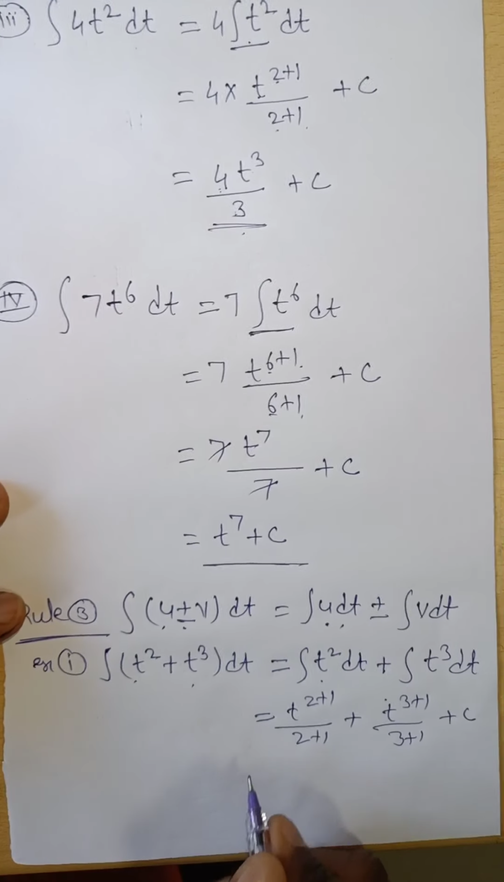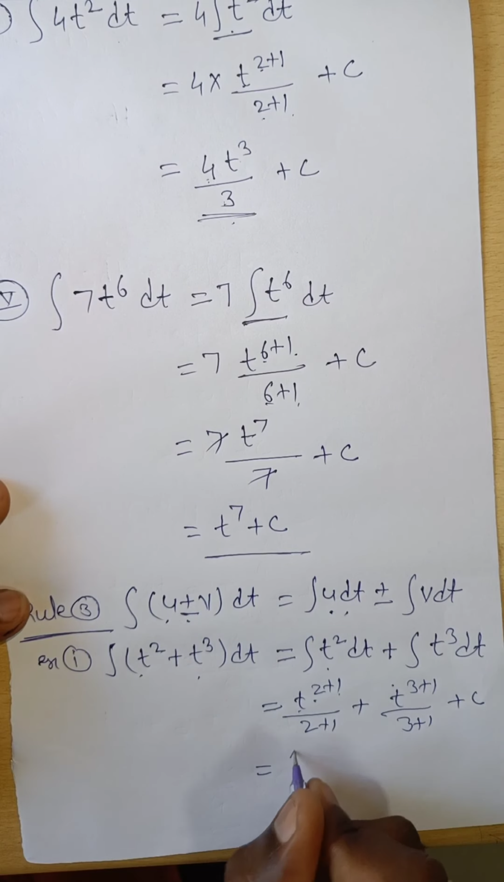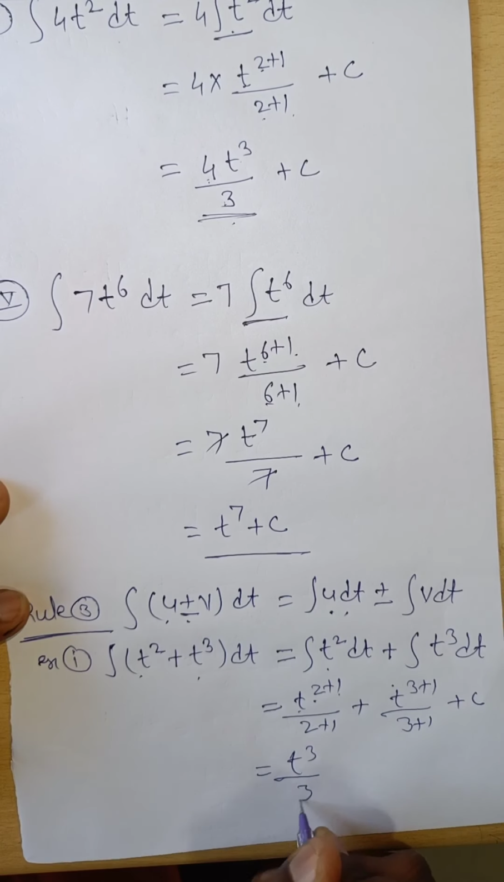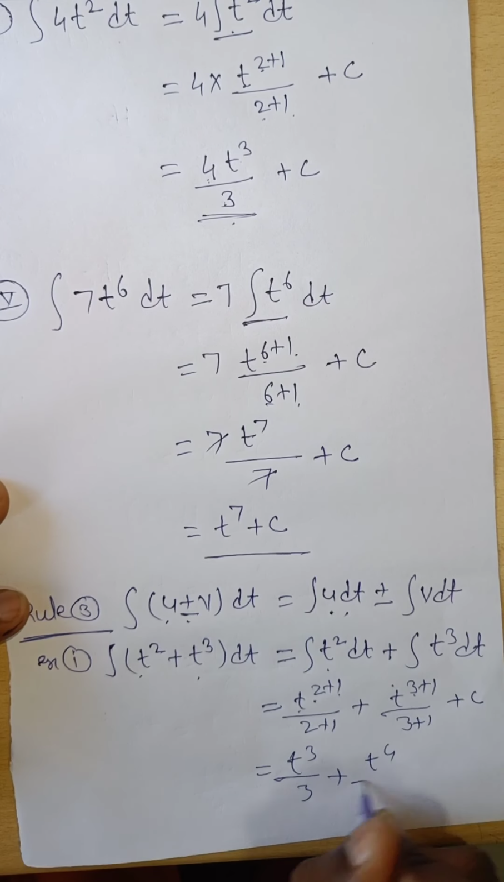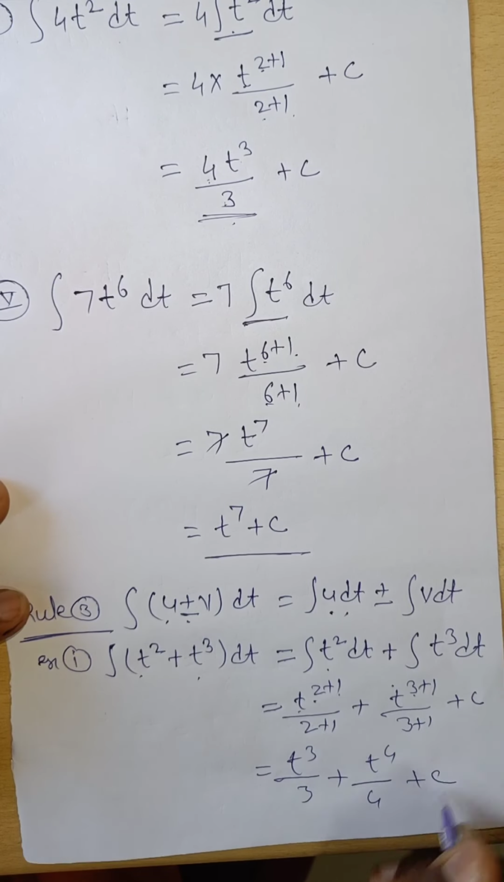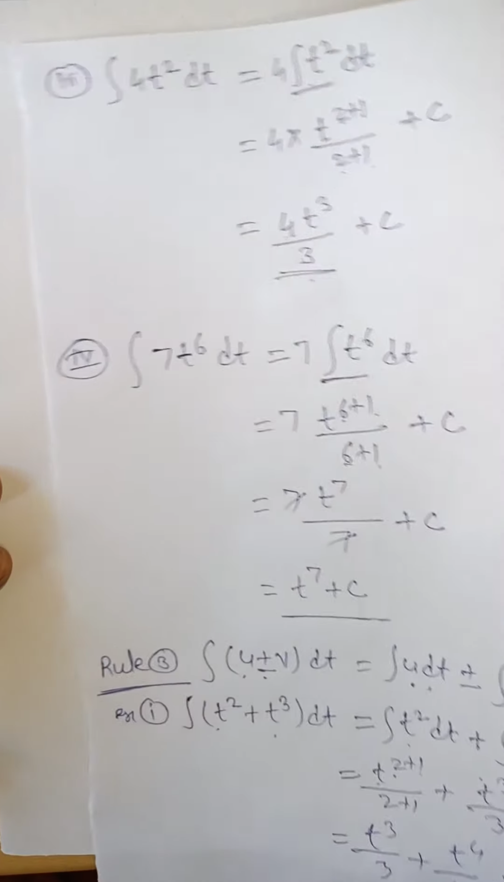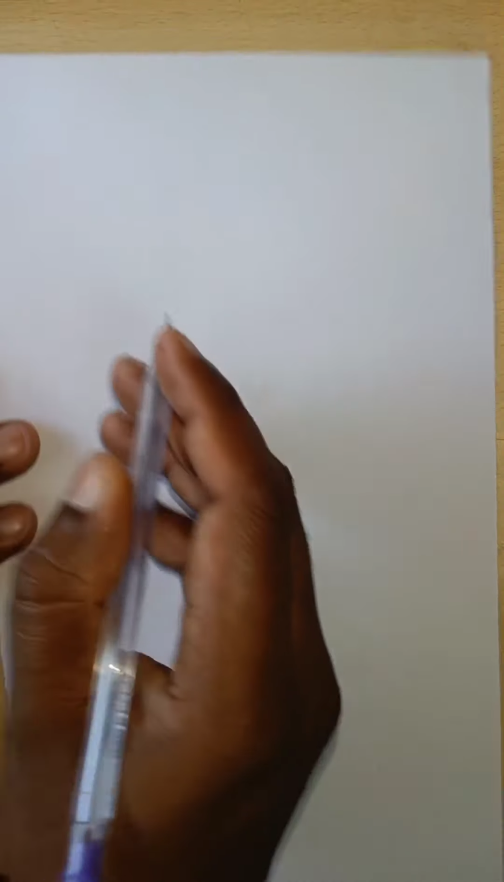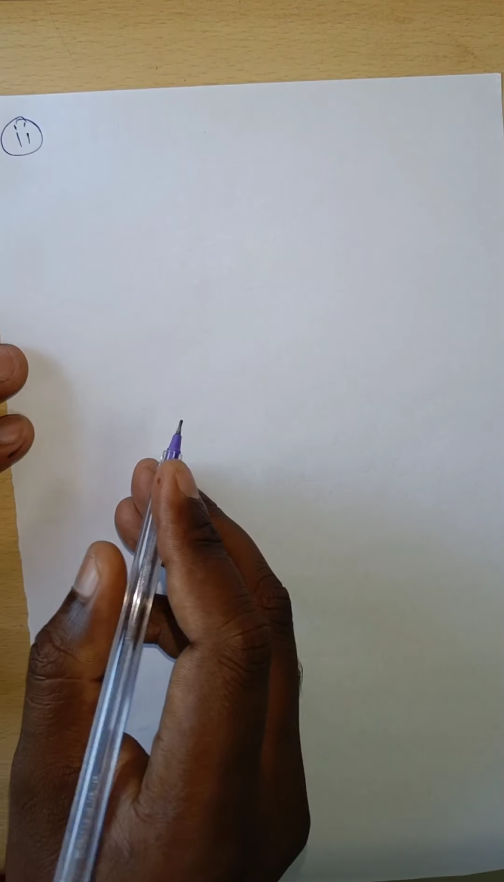plus some constant c. Then this is equal to t to the power of 2 plus 1, meaning t to the power of 3 divided by 3, plus t to the power of 3 plus 1, meaning t to the power of 4 divided by 4, plus some constant c. Now this is the integration of t square plus t cube into dt. Now we have to see one more example based on that. Suppose this is example second.